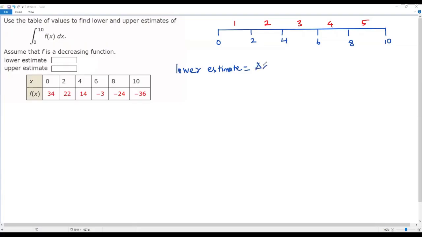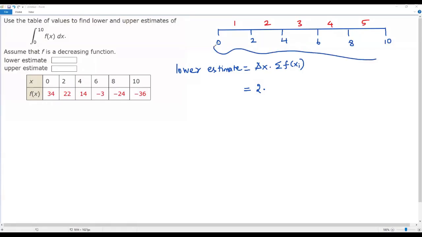The formula is delta x times the summation of f of xi. It's a general formula for both lower estimate and upper estimate. Here delta x represents the width of each subinterval, which is 2 units, so we plug in 2. Then we plug in the values of x, and all the function values must be added because we have a summation. As I said, f is decreasing, so we do the right endpoint approximation to get the lower sum.